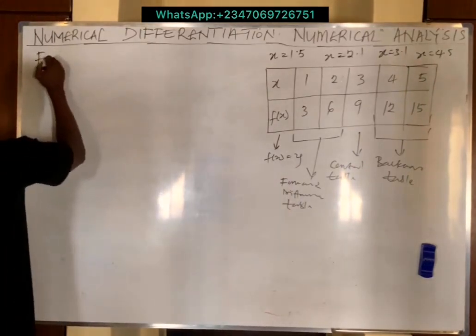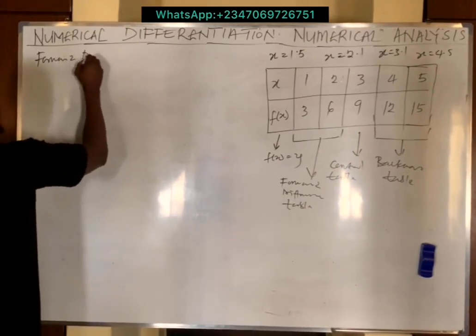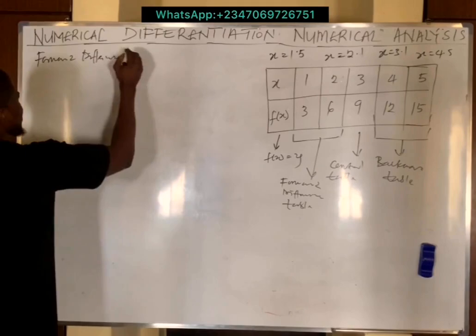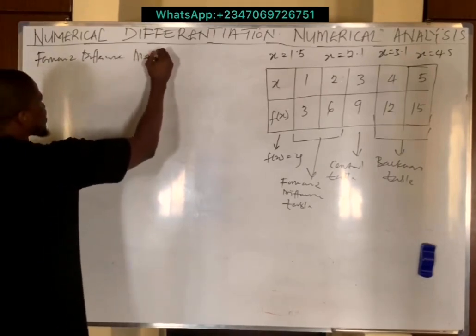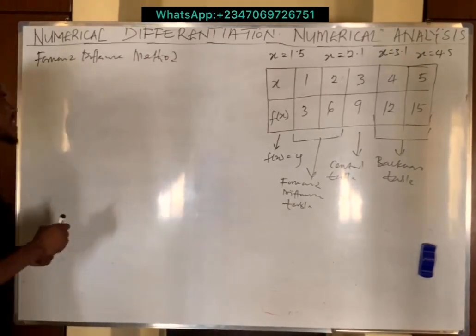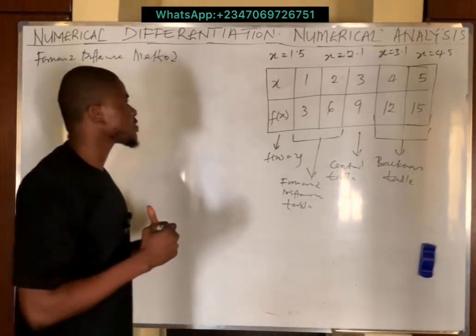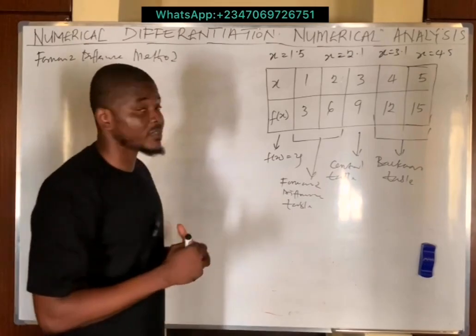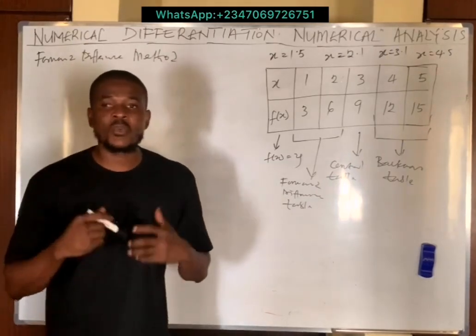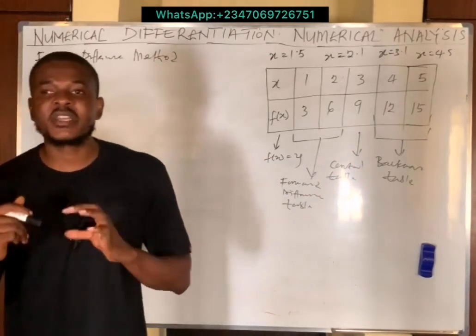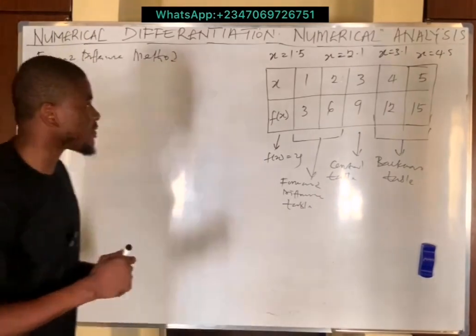Okay, what is then the forward difference formula or method? So we have said that if the value of x to be approximated lies at the forward of the table or at the beginning of the table, we simply use the forward difference method. What then is the forward difference method?